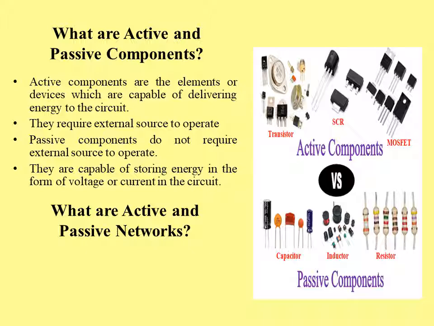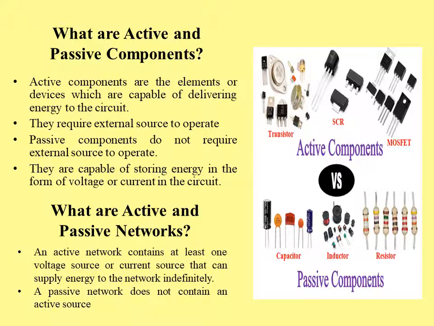Now, what are active and passive networks? An active network contains at least one voltage source or current source that can supply energy to the network indefinitely. So, if we have an electrical circuit and it has a voltage source or a current source, then it is called an active network. A passive network does not contain an active source.